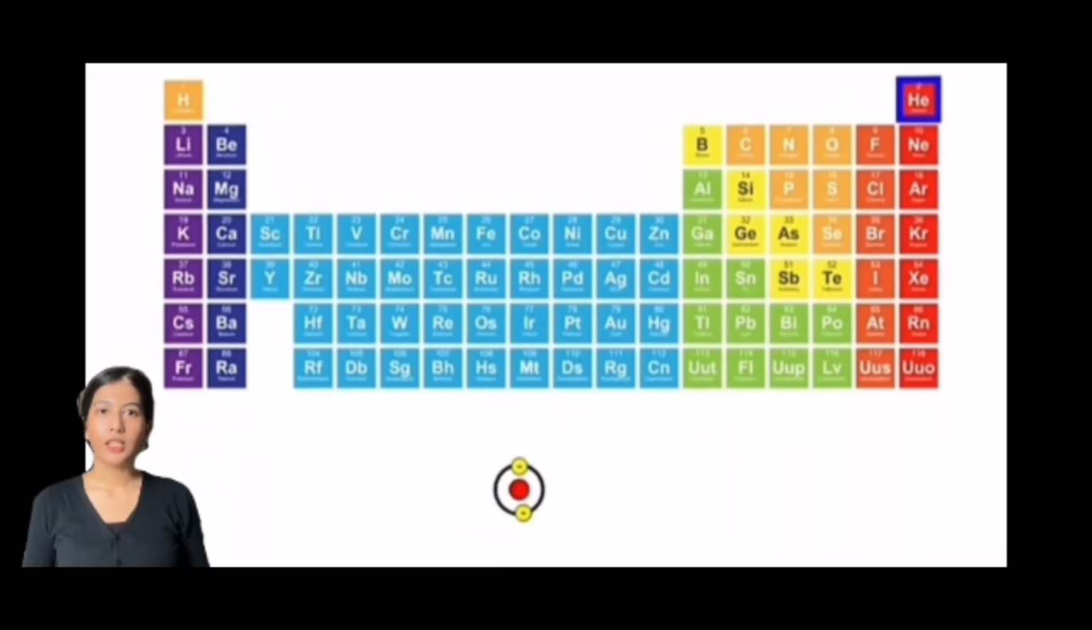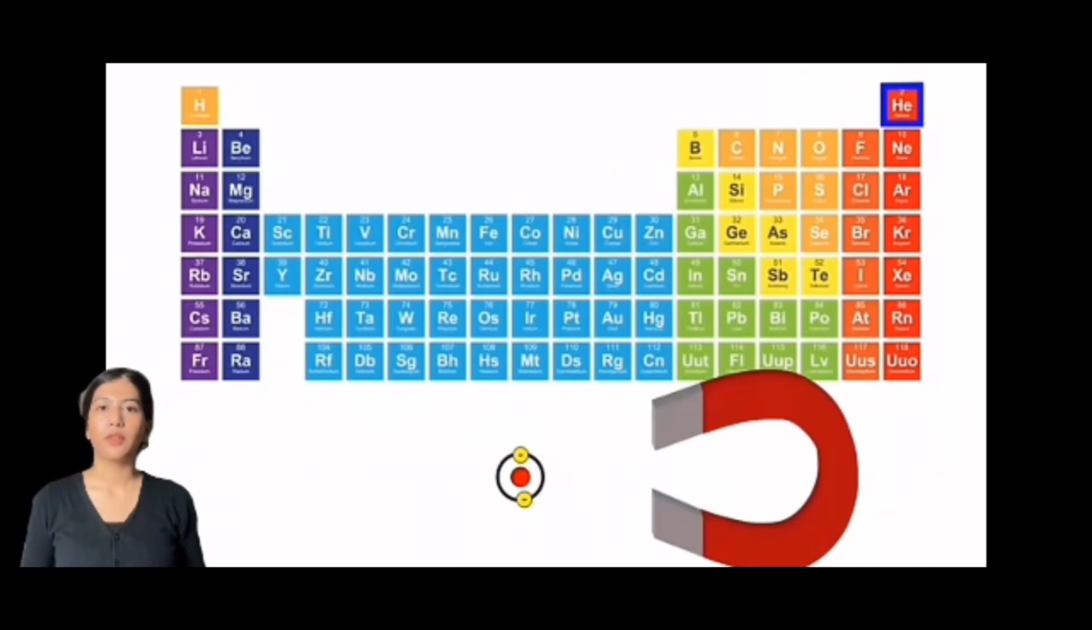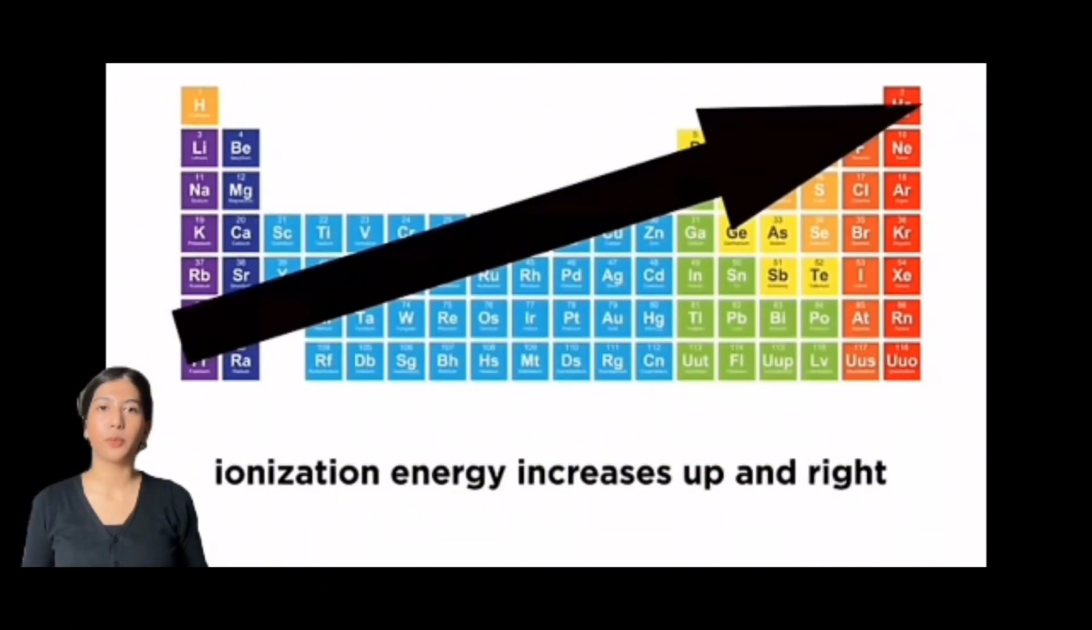Now, let's look at the opposite corner of the periodic table, helium. Helium has only one shell and its electrons are very close to the nucleus. Plus, the shell is completely full. For this reason, it requires much more energy to ionize helium. So, what can we conclude? Ionization energy increases as we move to the right across a period and from the bottom to the top of a group. And that's how ionization energy works.